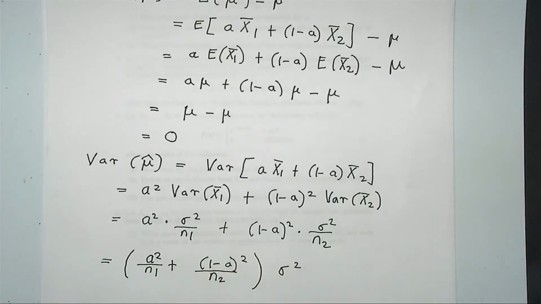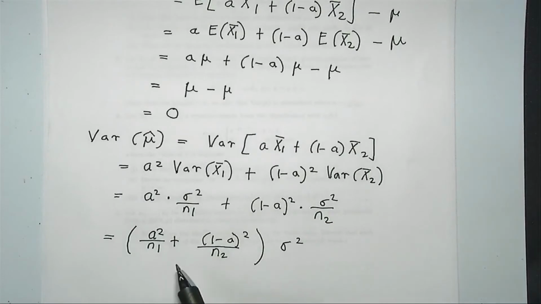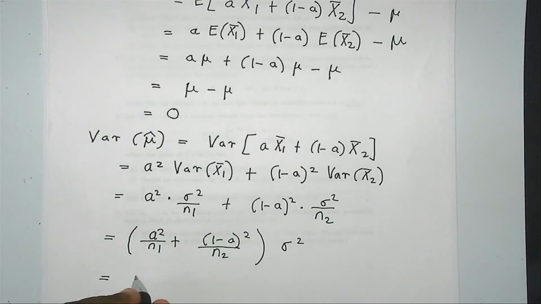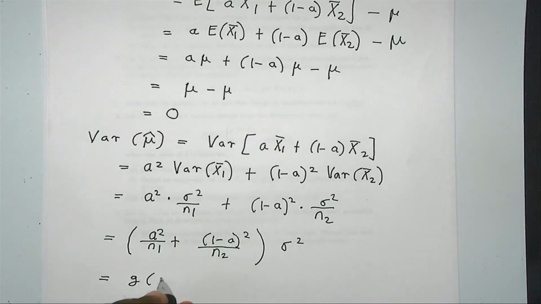Now, what we want to do is minimize this. This is a function of a. We want to minimize this as a function of a. So just for the sake of notation, let's call this function g of a. Now I want to minimize g of a as a function of a.